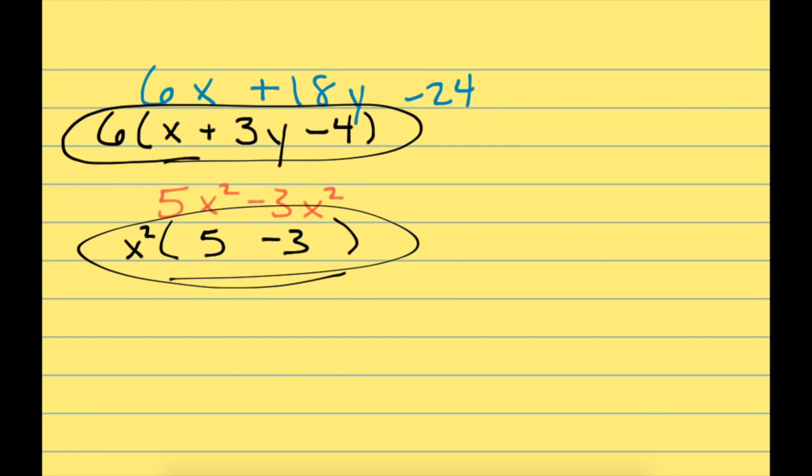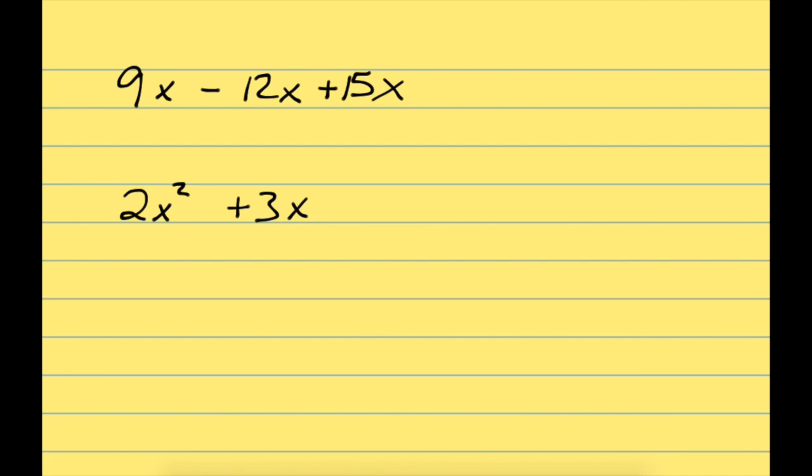Why don't you give that a try with a couple more problems? Try factoring out the greatest common factor, 9x minus 12x plus 15x, and 2x squared plus 3x squared y. Just pause the video, give those two a try, and then when you hit play again, we'll go through them.